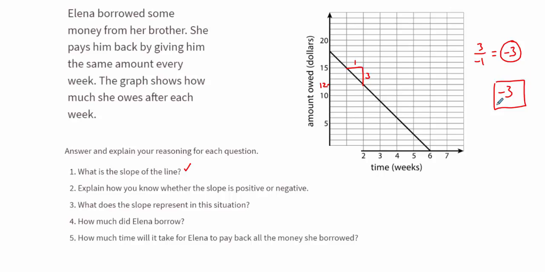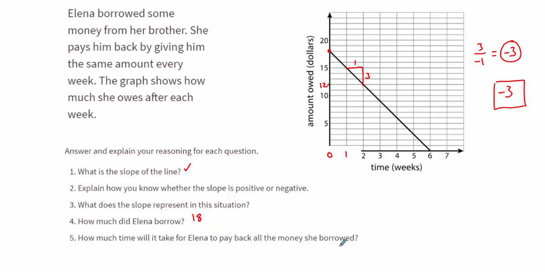How much did Elena borrow? Well, if we look at the beginning point, this is 1. So this would be 0, right? On our y-axis is 0. So she started off owing this amount right here, which looks like $15, $16, $17, $18.